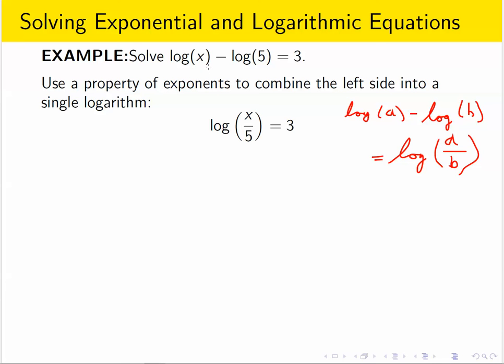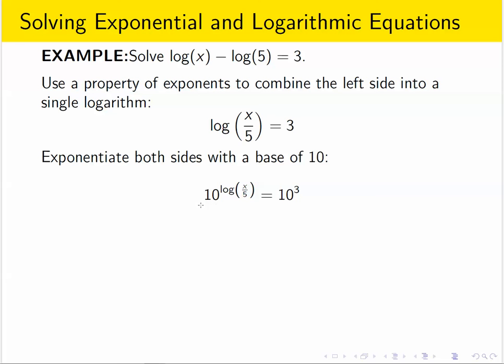And so that's what we're using here. Our x becomes the numerator and 5 becomes the denominator of this new logarithm. So now I've got a single logarithm. It's common log, so remember that's the same as log base 10. In order to undo that, I'm going to want to exponentiate both sides base 10.